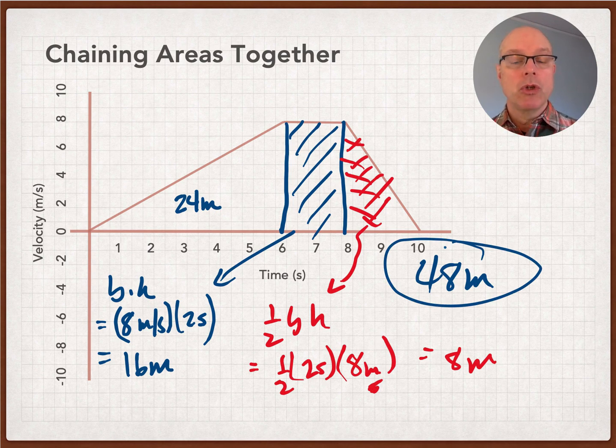So what we've done, two key concepts. The slope of a velocity time graph is acceleration, and the area between the zero line right here and the graph line is called displacement. Okay? Those are your key things.